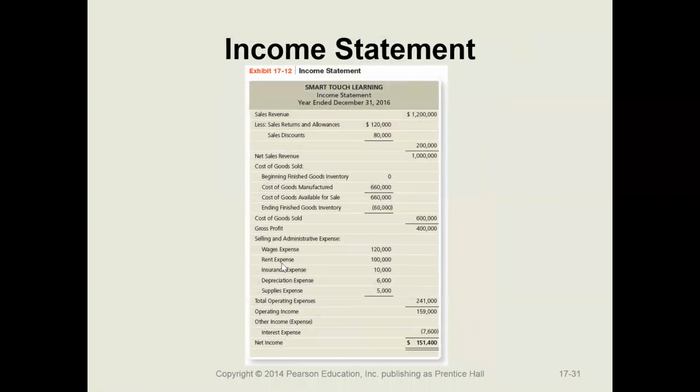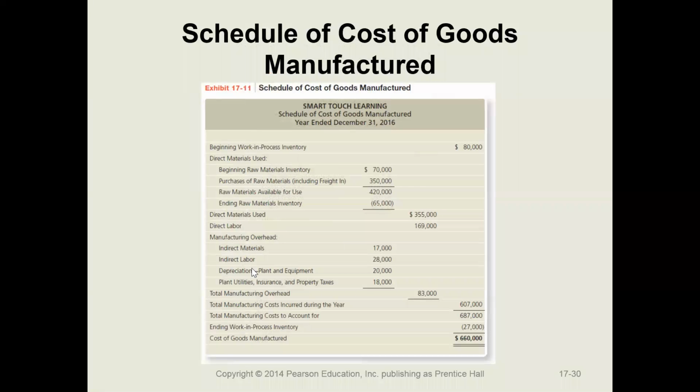Then to that we add the manufacturing overhead incurred. So this is just the list of all the manufacturing overhead items to get total manufacturing overhead. Okay, so you add the direct materials used, the direct labor, and the manufacturing overhead total, and that gives you total manufacturing costs incurred during the year, in this case 607.